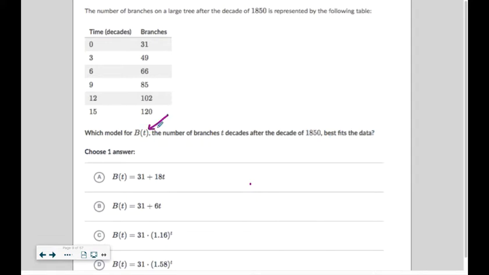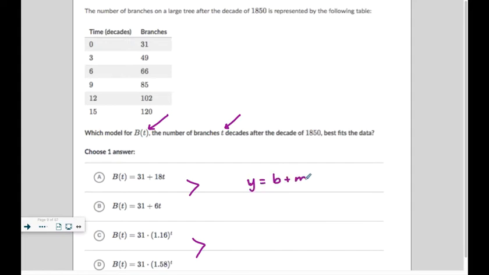Remember, that's just function notation, so they're looking for a function. They're basically telling you it is a function, and that T is going to represent our X, and B of T is going to represent our Y. Okay, so then I look at the answers, and I notice that I have 2 linear functions, and I have 2 exponential functions. So these are in the form y equals b plus mx, and these are in the form y equals ab to the x.